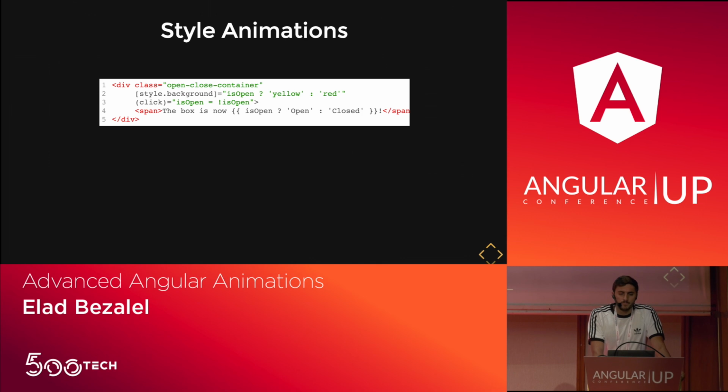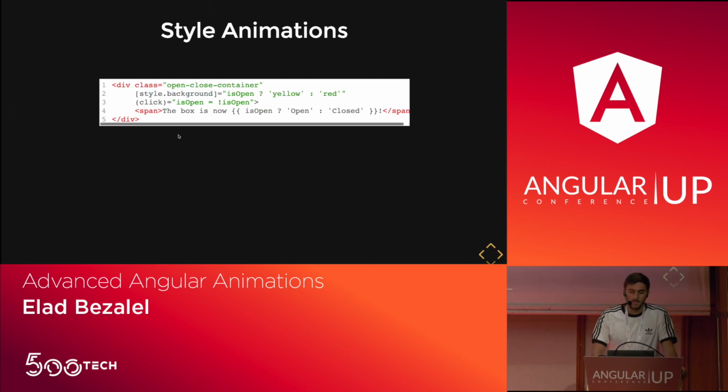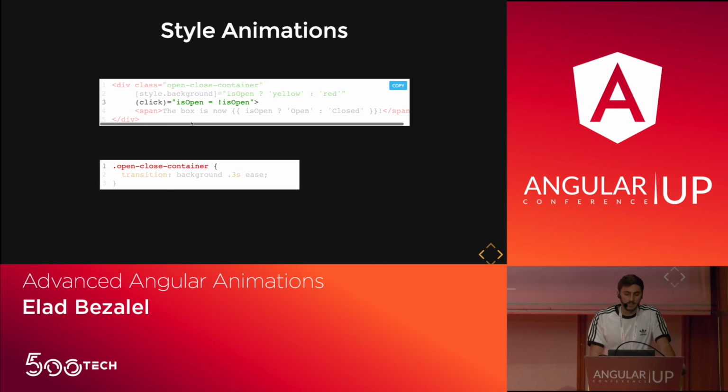So let's talk about simple animations. So we have style binding, style animations. We can bind here. Let's say if I have a slide for it. Yeah, we can bind here. Okay, the slides are a bit off, but let's say I have an open close container, and once I click it, it will open or close. Make sense? It will show the state, open or close, and the cool thing is that I can just bind into style background, and if it's true, I will show yellow.